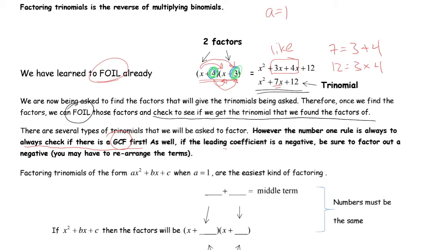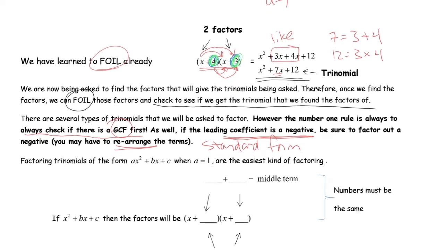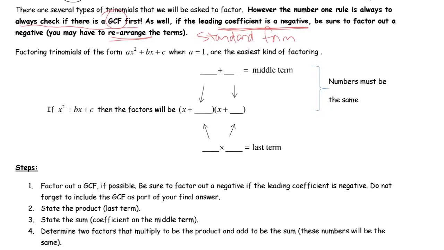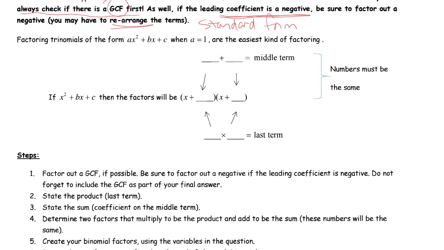Additionally, if the leading coefficient is negative, and this isn't absolutely necessary, but it really does make a difference, take that out as well and rearrange the terms if you have to. Put them in order. It's always good to have it in standard form, in the order of decreasing powers. So now we're going to be factoring trinomials of the form ax squared plus bx plus c, where a is equal to 1.